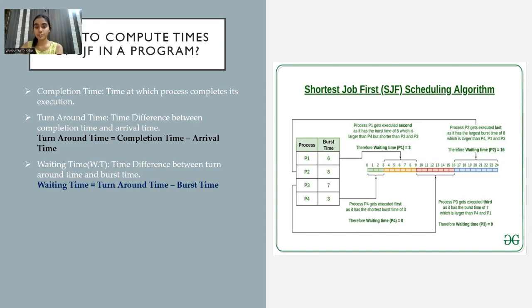If you look at the picture here, there are four processes with their respective burst times. As I said before, the process having minimum burst time will be selected first. So here P4 has the minimum burst time and it will be executed first with the waiting time 0. After P4, P1 is allocated, and after P1 it is P3, and at last it is P2. So this is how scheduling of the processes takes place.